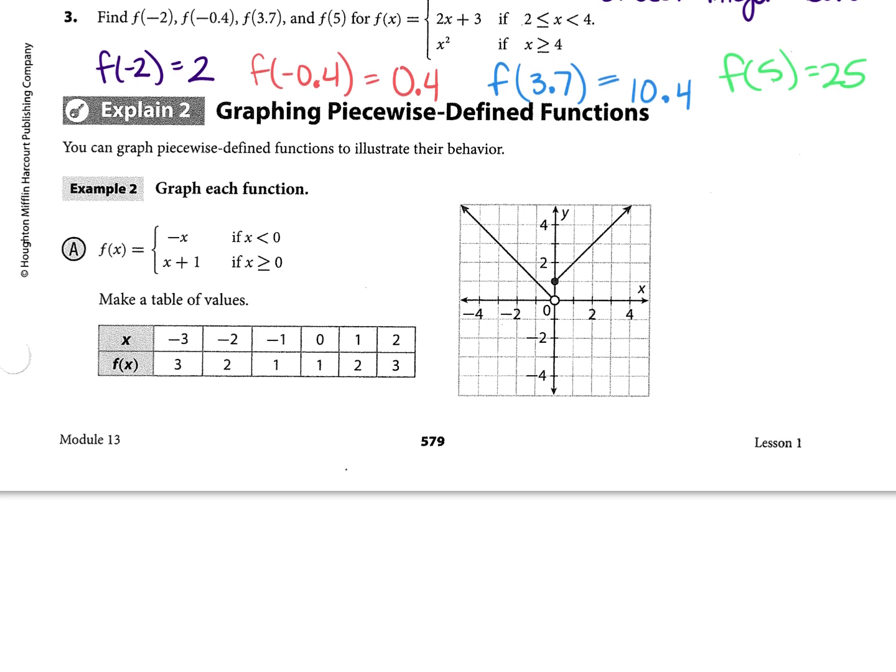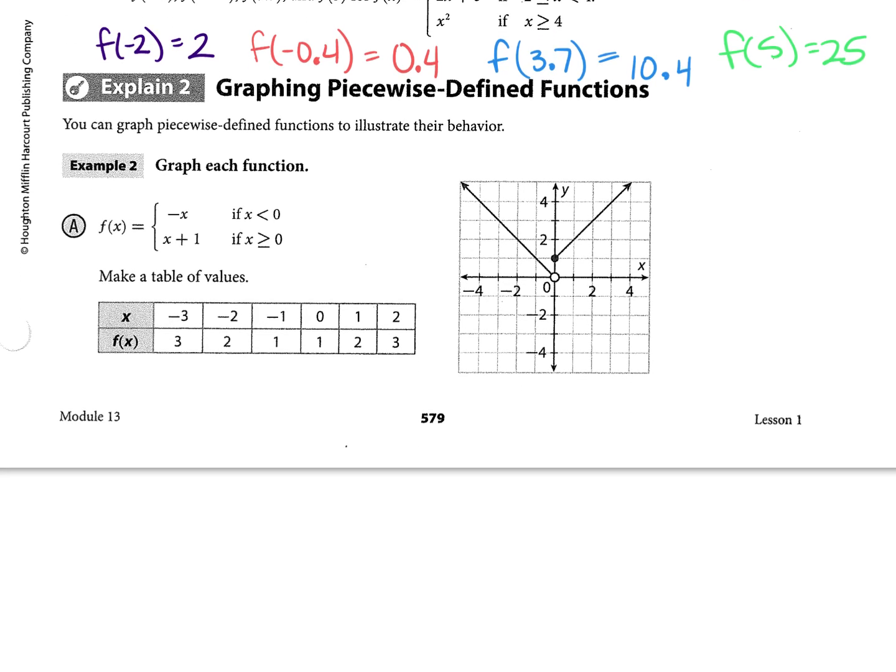You can graph piecewise defined functions to illustrate their behavior. It says for x less than 0, we use that negative x function. And so they've graphed that here. It has a slope of negative 1, and it has an open hole at 0 because it doesn't have the equal sign there. Then the second function, when x is greater than or equal to 0, it has an intercept of 1. And it's filled in because of that equal to sign, and it has a slope of positive 1.